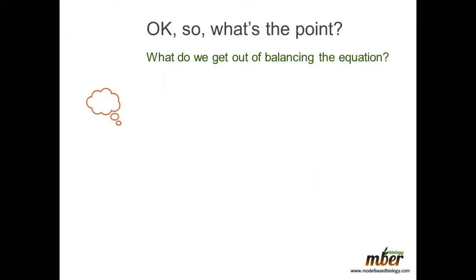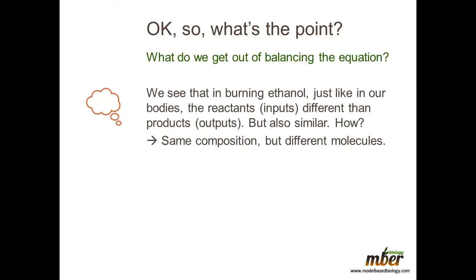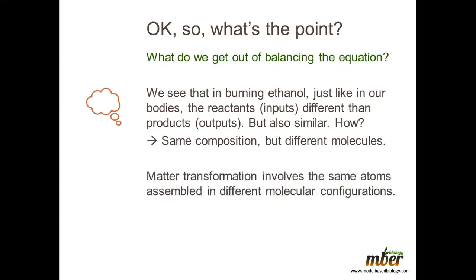Now you should have run all of your tests and tried to balance that equation. So we see that in burning ethanol, just like in our bodies, the reactants, the inputs, are different than the products, which are the outputs, right? But they're also similar. How are they similar? Well, they're the same composition. They're made of the same stuff, but they're just different molecules. Matter transformation involves the same atoms, which are assembled in different molecular configurations.